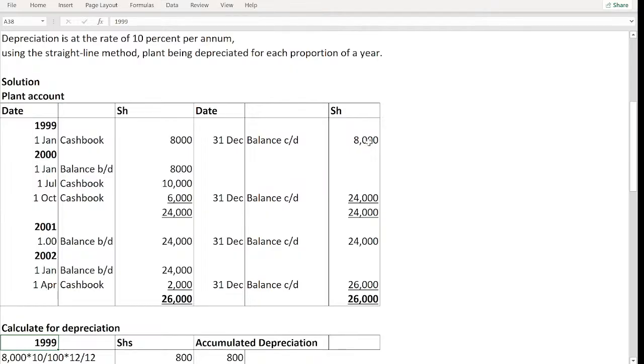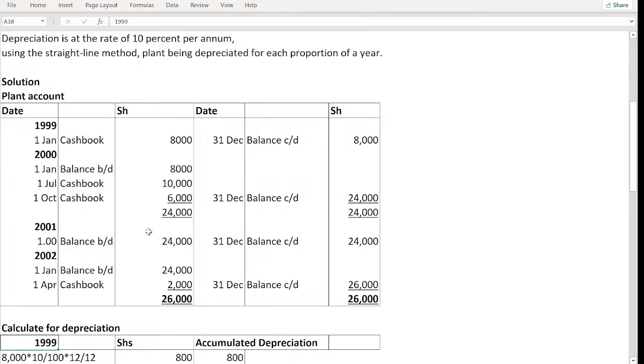I think we are together. Then in 2000, on 1st January, the balance brought down is 8,000 from the previous year. Then on 1st July, we bought two plants, so we shall write 10,000. Then on 1st October, we also bought another one for 6,000. So the total will be 24,000. This is what we are going to carry down on 31st December.